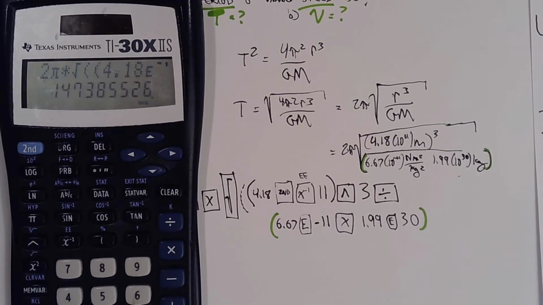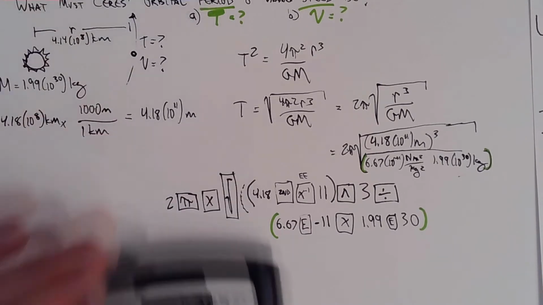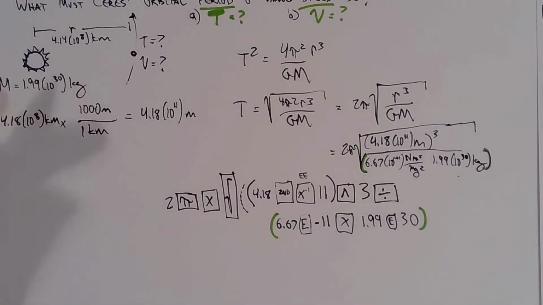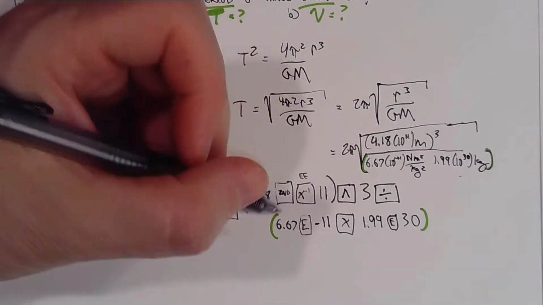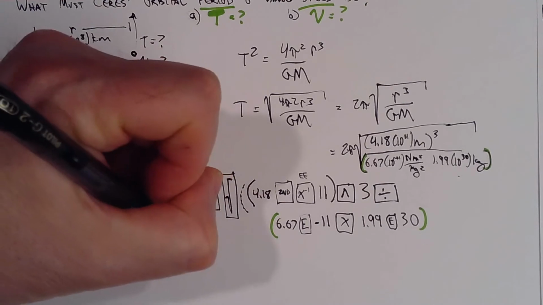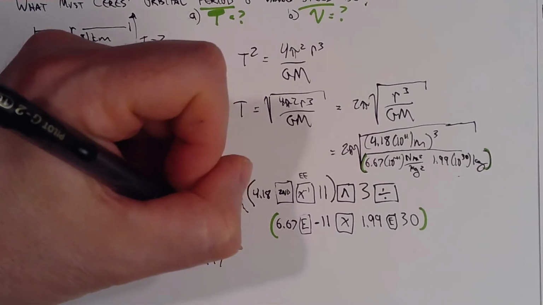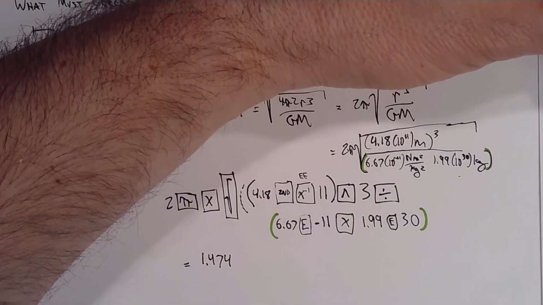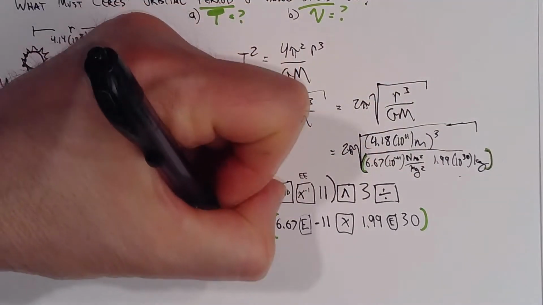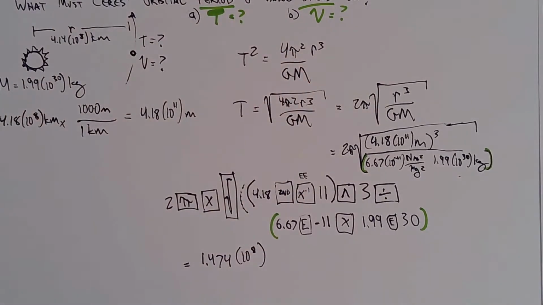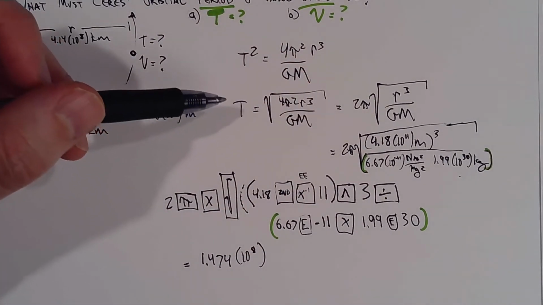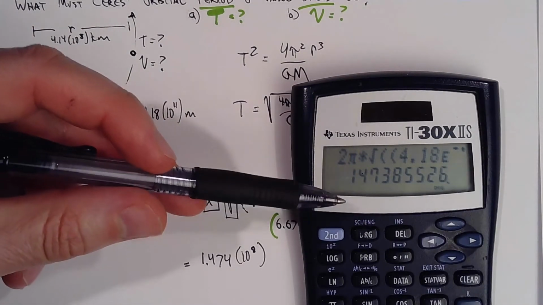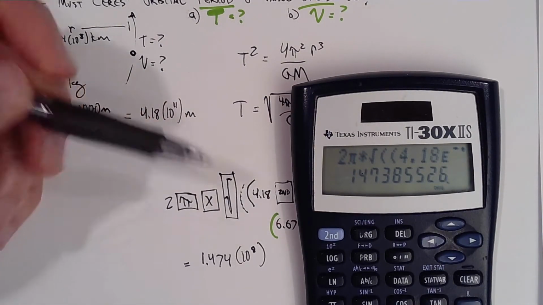And we're going to go, and what do we get? That, my friends, is ugly. But that's the answer. That is 1.474, and that is 10 to the 8th. And what did we just solve for? Well, this is the period. And remember, we're out of Kepler's third law, so everything's got to be back in terms of SI. So what we just solved for is an answer in seconds.